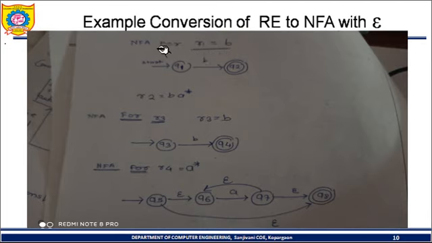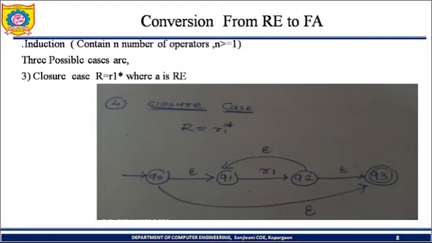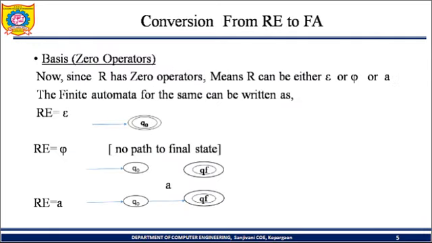So first one is the NFA for R1 is equal to B. For R1 equal to B, we need to apply the zero operator rule or basis rule. Here you can see the basis rule indicates that if RE is equal to A, then Q0, after accepting A, will be in the Q final state.